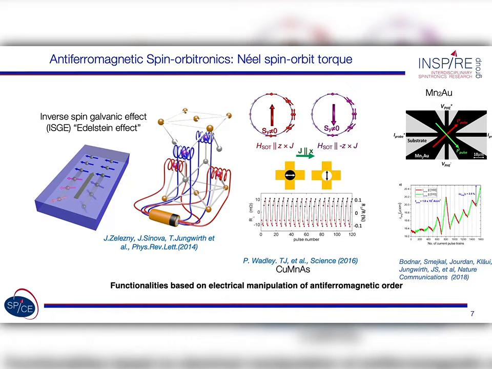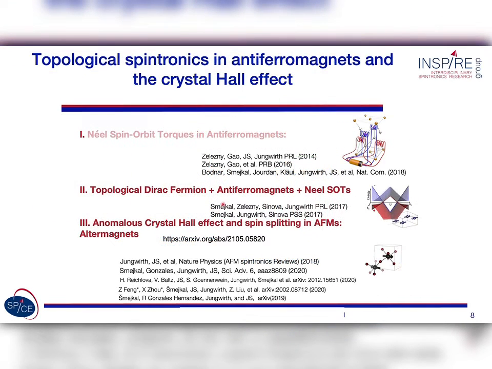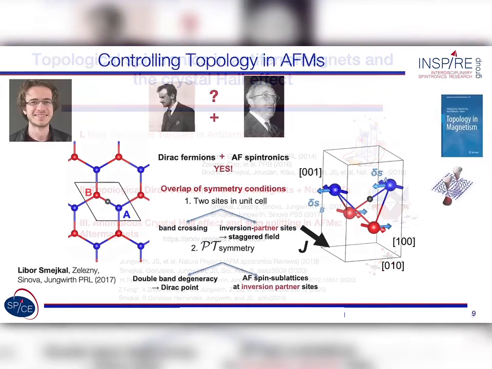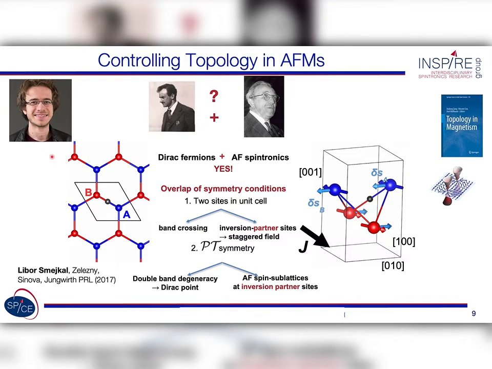On the other hand, we focused ourselves at that time on the Néel spin-orbit torque and asked the question, can we now exploit this new way of manipulating the antiferromagnetic order by electrical means, by currents, and connected to topological Dirac fermions in antiferromagnets? This was the question posed by Libor Šmejkal, who came to us and said, okay, we have Dirac topological materials that have been coexisting with the studies in antiferromagnetic spintronics and spintronics in general for a while, but not really connecting directly. Can we connect them? And the answer, of course, is yes.